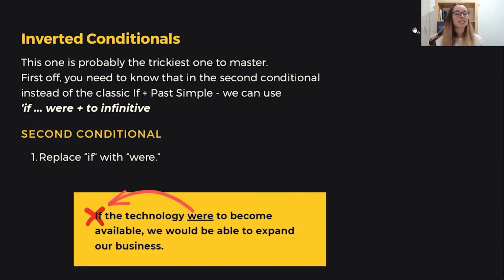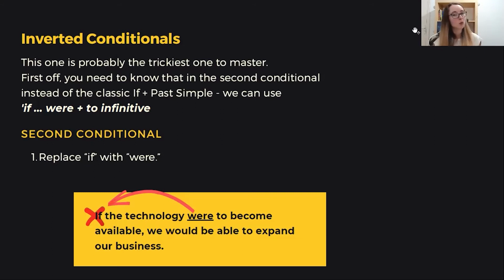Here we have the second conditional, and this one is probably the trickiest one. So first of all, you need to know that apart from the classic structure of the second conditional, which is if and past simple, we also have this form, if something were, and then the verb were to happen, for example. So what happens here is we remove if at the beginning.